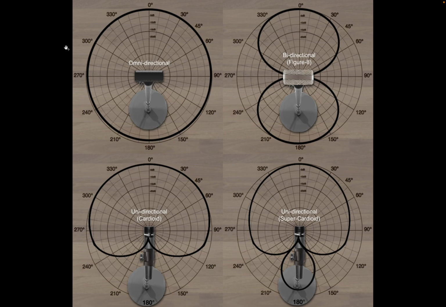Okay. Now there's also another one called the unidirectional supercardioid. Okay, and that has mainly a pattern on one side, but then it has a little bit of pickup for something that's close behind it. Now, some microphones, especially the condenser microphones, allow you to switch between your patterns depending upon what you actually want it to do.